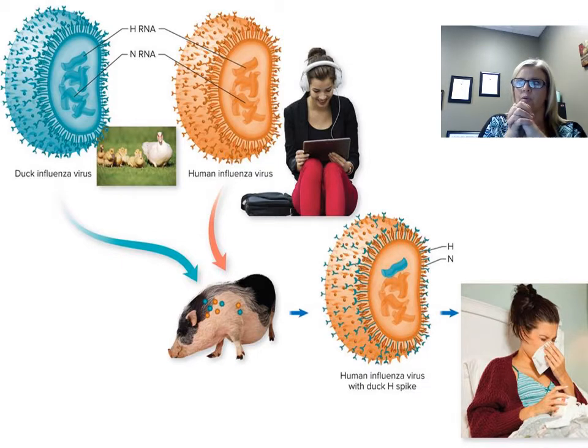You've got a duck flu and a human flu. Those can kind of merge together. The pig maybe gets both. They get put together, and then the human influenza virus can have the duck H spike. And so our body does not recognize them as well. We're not able to create memory cells to give us immunity for these, okay?